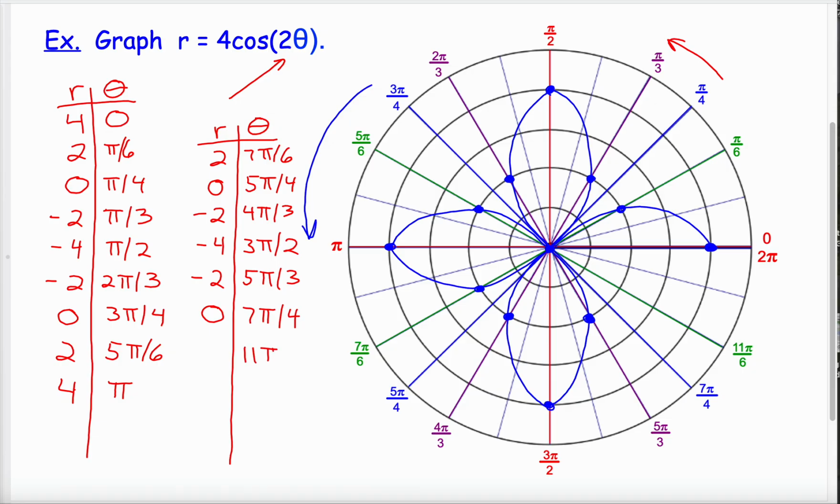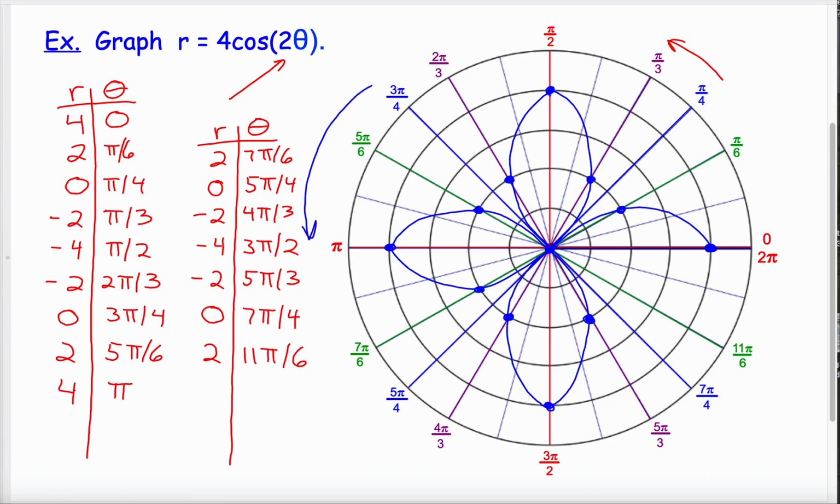We got 11 pi over 6. I double that, and it's 11 pi over 3. That's 6 pi over 3 and another 5 pi over 3. Cosine is 1/2 times 4 is 2. So we got 11 pi over 6, and then I'm going to go 2 units out. And then finally, I'm going to do 2 pi, double it, I get 4 pi. The cosine is still 1 times 4 is 4. And I am back to where I started, and I have completed my rows.